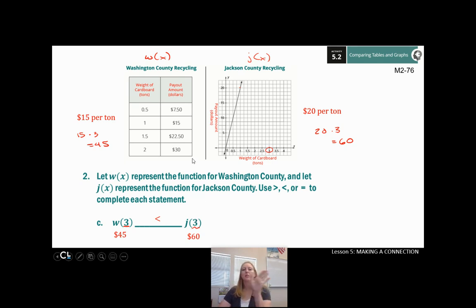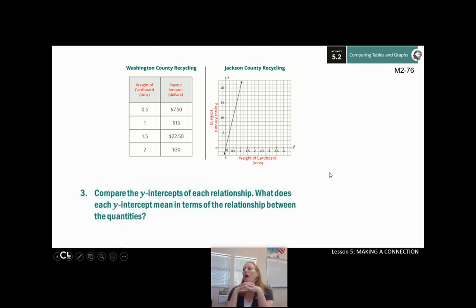So I would like us to compare these for just a moment. Compare the y-intercepts of each relationship. What does the y-intercept mean in terms of the relationship between my weight of cardboard and my payout amount in dollars? Go ahead and hit pause, jot down your thoughts on this, and then hit play when you're ready to check.